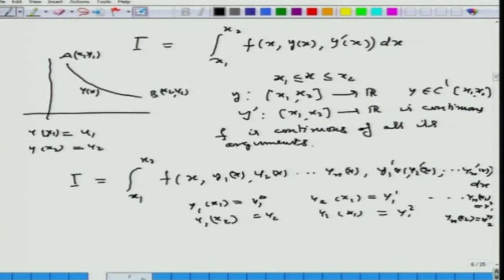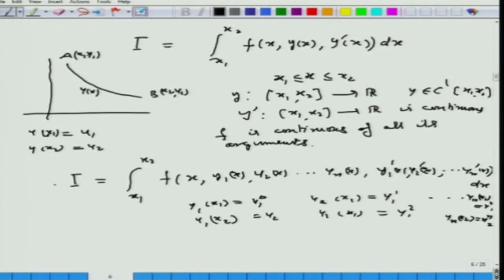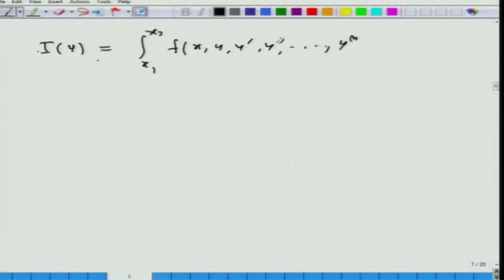A further generalization could be where you consider higher order derivatives. In the previous case, I is a function of y1, y2 and yn. In this case, let us say it is a special case where I has only y, but higher order derivatives appear: the integral from x1 to x2 of f of x, y, y prime, y double prime, and up to the nth derivative of y appearing there.